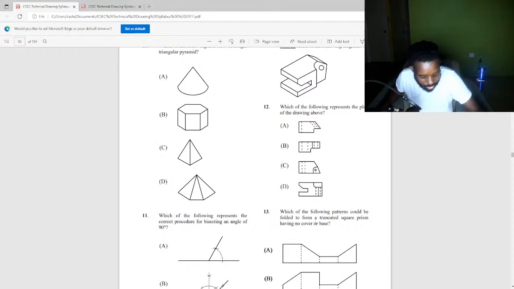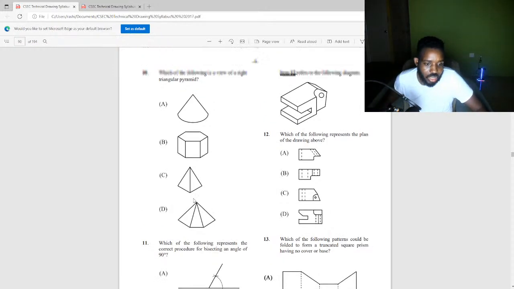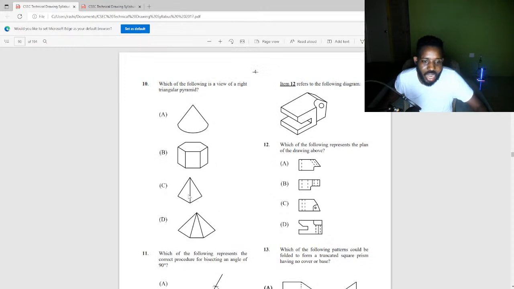No. Right triangular pyramid would be this. First of all, this is a cone. All right. This is not a triangular pyramid. This is a hexagonal prism. And then this right here is a hexagonal pyramid, but we're only seeing 3 sides based on where we're looking from. All right, so number 10 would actually be C.